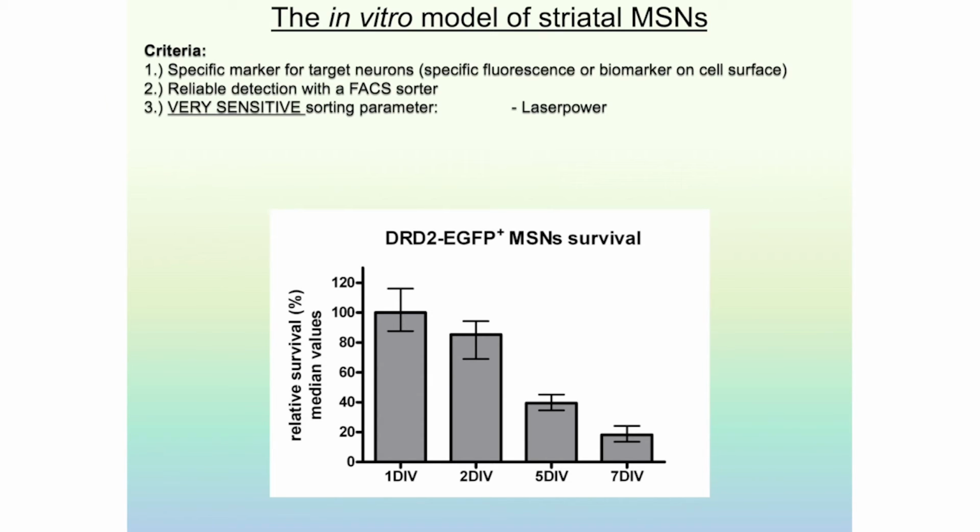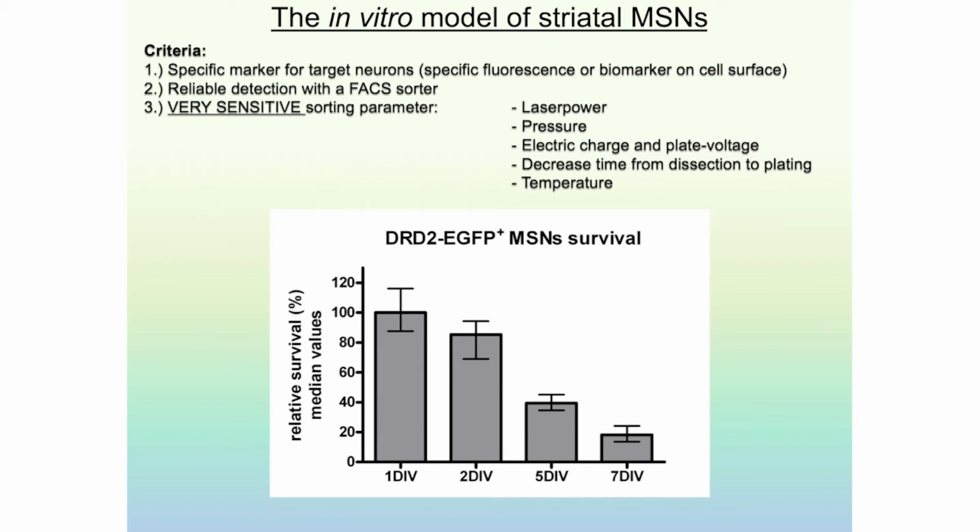So we found that the sorting parameters are very important because the cells are very sensitive to those parameters like laser power, pressure, electric charge, and plate voltage. And one has really to take care of decreasing the time between the dissection and getting in contact with the cell culture and ending up in the incubator. So one really has to hurry up. And temperature, of course, is also important during the whole time of the procedure.